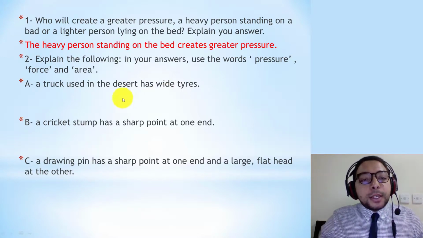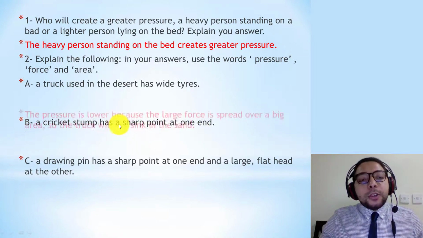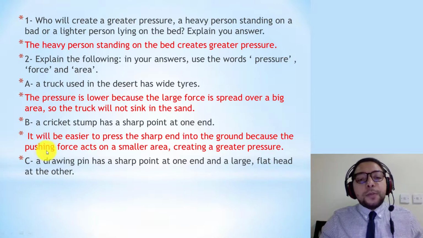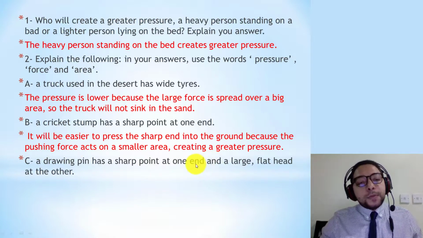On the other hand, a cricket stump has a sharp point at one end. As we discussed, it will be easier to press the sharp end into the ground because the pushing force acts on a small area. So the small area leads to a greater pressure.